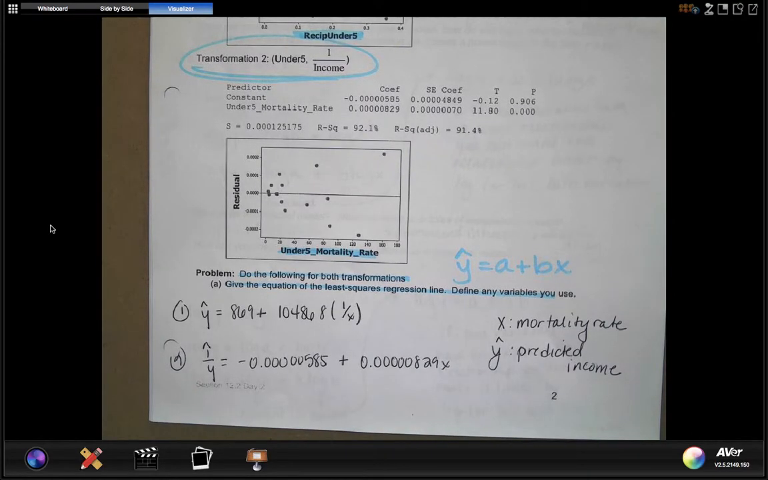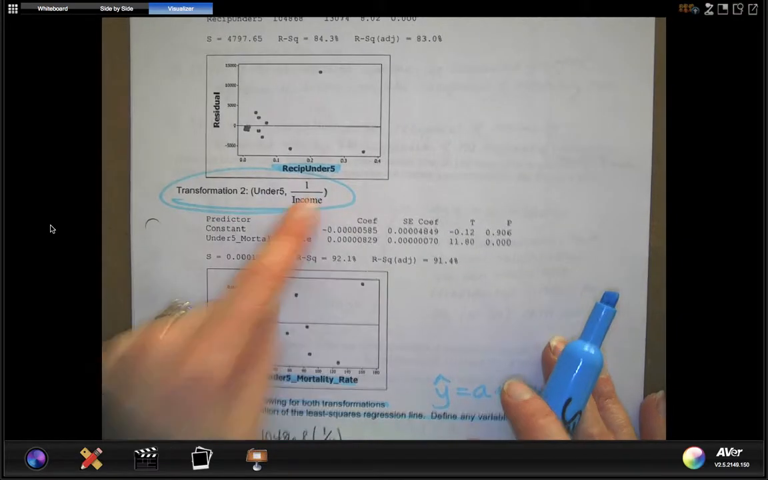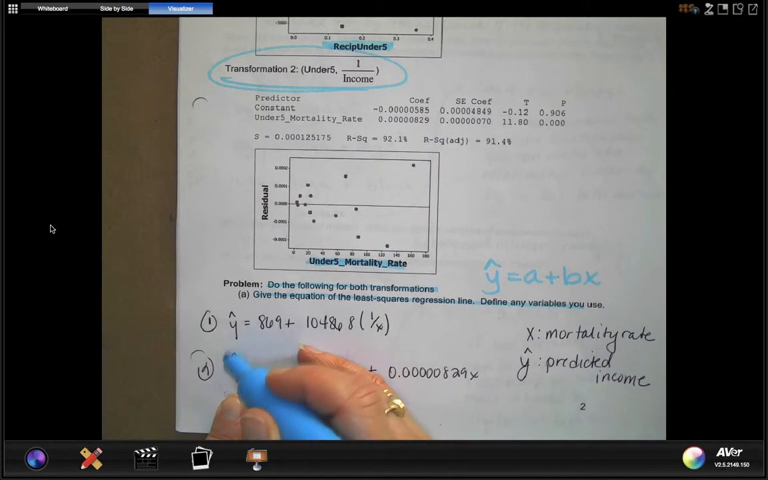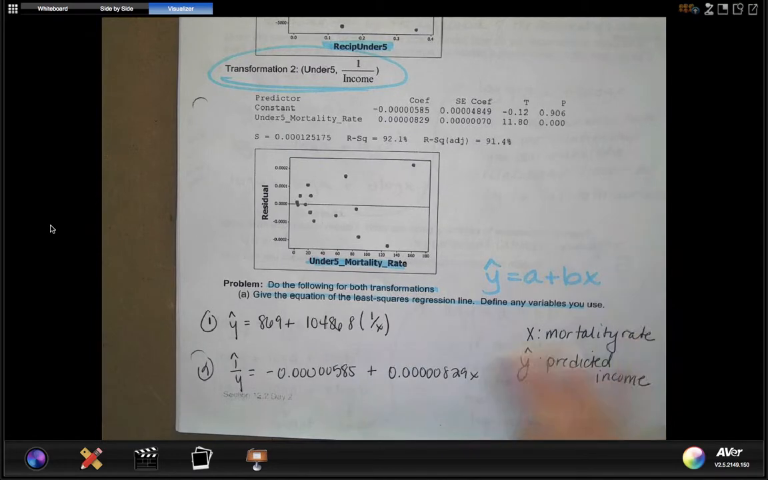For the second one, I changed the y. So I don't have y hat now, I have 1 over y hat. Sorry, I have the big hat. It's hat 1 over y. I don't know how you'd say that.